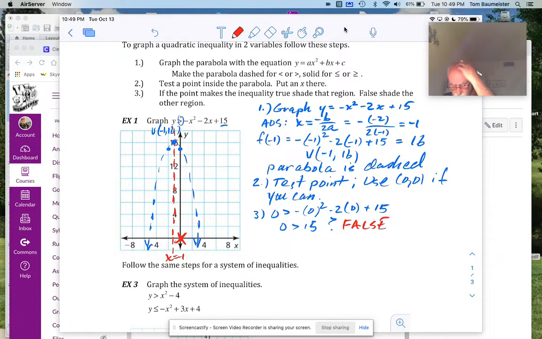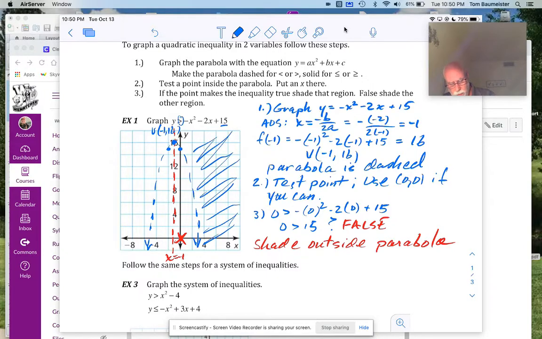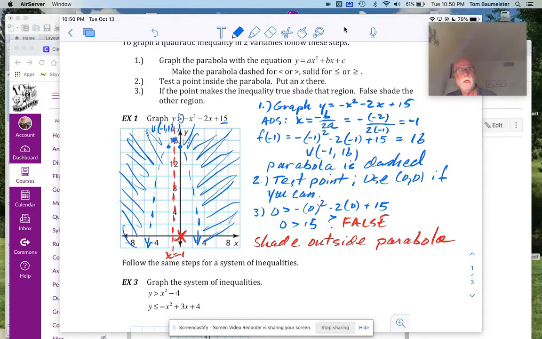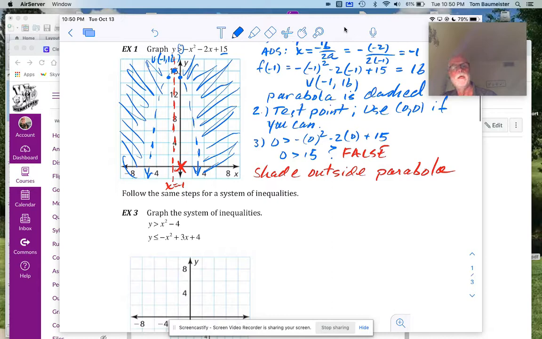All right, so if it's false, that means we're going to shade on the other side. So we're going to shade outside the parabola. And in this one, why don't I go back to blue? You're just going to give me something like this. I guess it'll be interesting to see what it looks like when you do it on Big Ideas online. All right, so that was example 1.